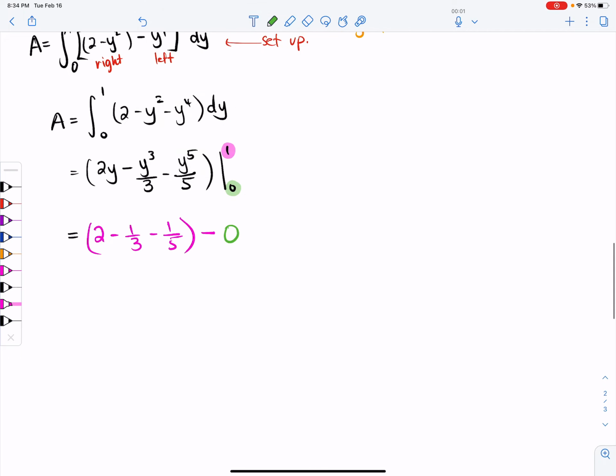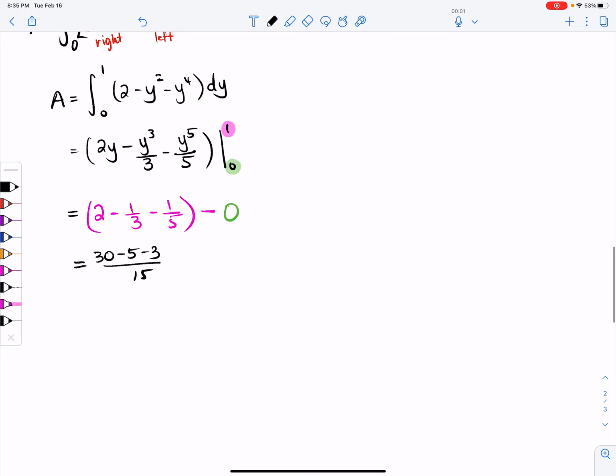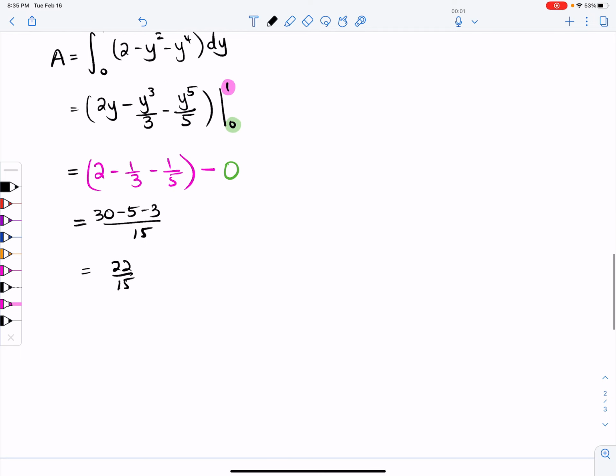So you do whatever it is that you want to do. I'm going to find the LCD, which is 15. So 15 times 2 is 30, minus 5, minus 3, over 15. And that gives us 30 minus 8, that's 22 over 15. And remember, this is the area, and since you're talking about area, the units will always be square.